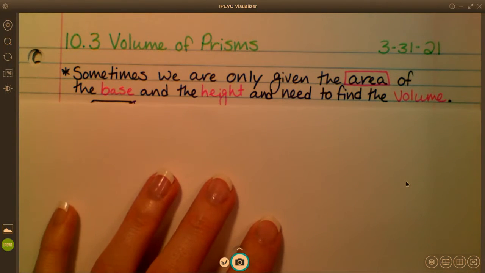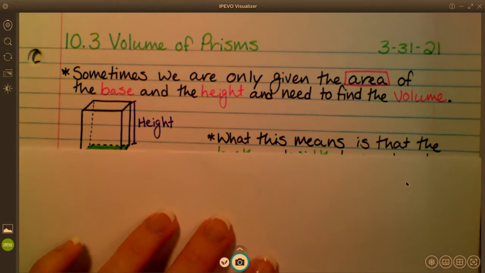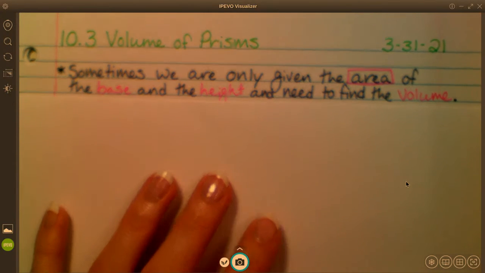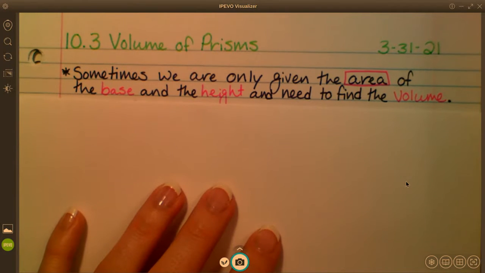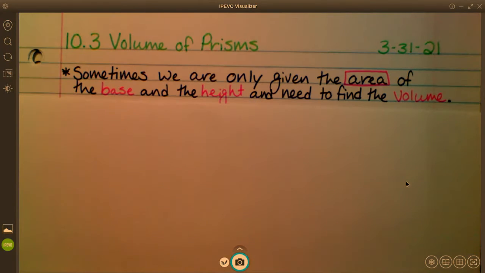And this is what makes it different. And actually, let's just start with this. Sometimes we are only given the area of the base and the height and need to find the volume. Go ahead and get that written down. Sometimes we are only given the area of the base and the height and need to find the volume.